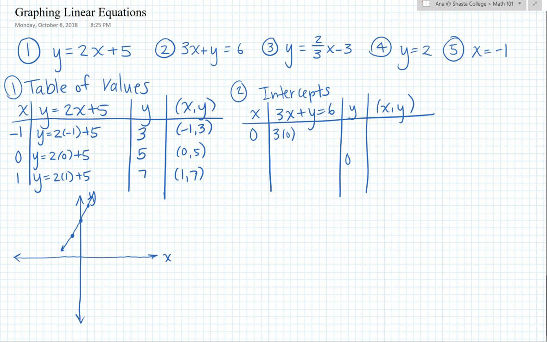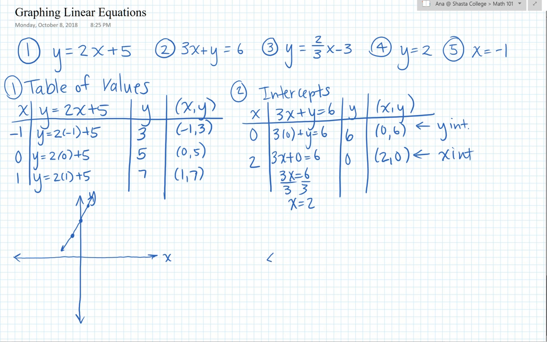Plugging in 0 for x leads us to a y value of 6. That is the y-intercept. So anytime you have x equal to 0, you find the y-intercept. If I use y equals 0, I have 3x plus 0 equals 6. 3x equals 6. Divide both sides by 3 and x equals 2. Thus, plugging in 0 for y leads us to our x-intercept. Now I know I just said that it's great to pick more than 2 points, but in the intercept method you only get 2 points. So 0, 6 is at 0, 1, 2, 3, 4, 5, 6. 2, 0 is to the right 2, and then I draw a line connecting those points. Very rough graph here.